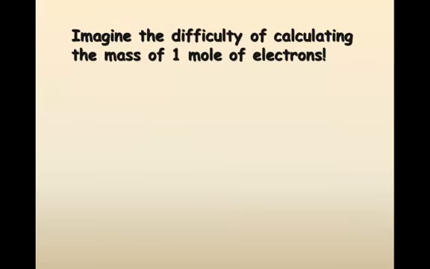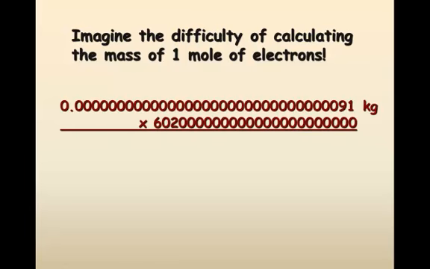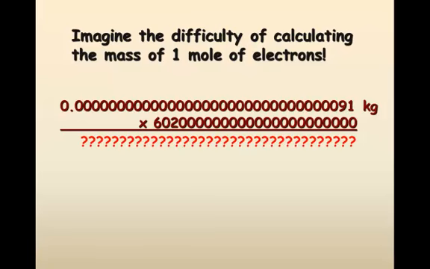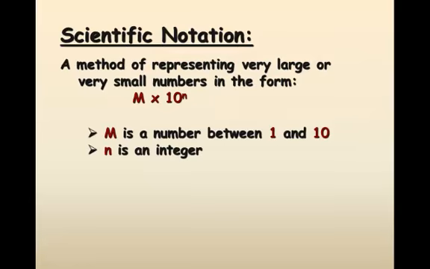Wow. So imagine the difficulty of calculating the mass of 1 mole of electrons. If you had 1 mole and you were multiplying it by the mass, you'd get a really large calculation, something that would not even fit in our 4-function calculator. And it'd be hard to enter on any calculator. So, scientists have developed this scientific notation, which is a method of representing very large or very small numbers. We represent it in the form of m, which is our number between 1 and 10, and an integer, which is n right up there. And you'll see that is a superscript.